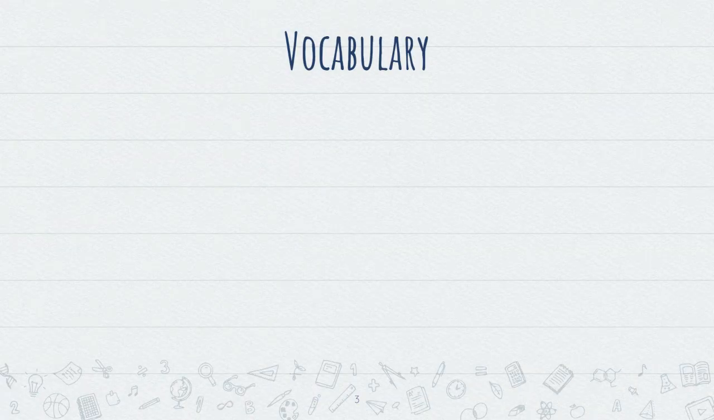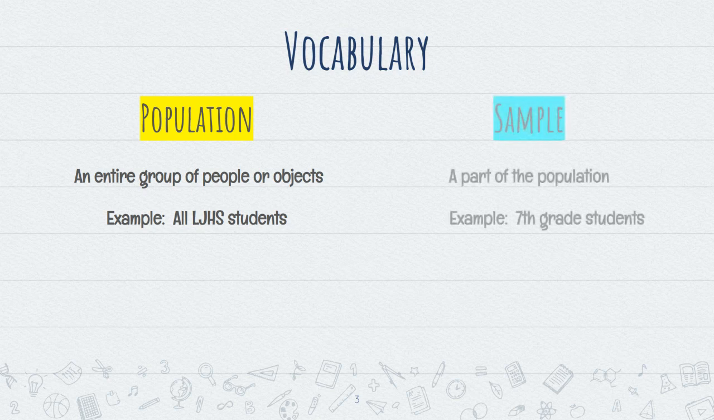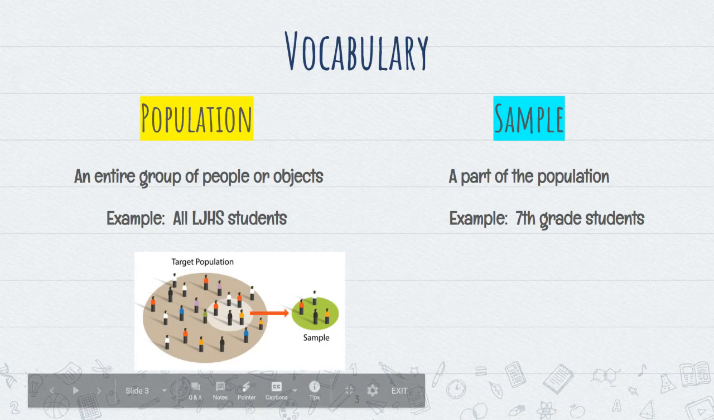If we're going to conduct a survey, we need to consider our population. Your population is that entire group of people or objects that you want to know about. So for our lunch situation, our population would be all of our LJHS students. Now it's impossible to survey every single Lincoln student. So what we would need to do is to survey a sample, just part of the population. An example would be just surveying 7th grade students.